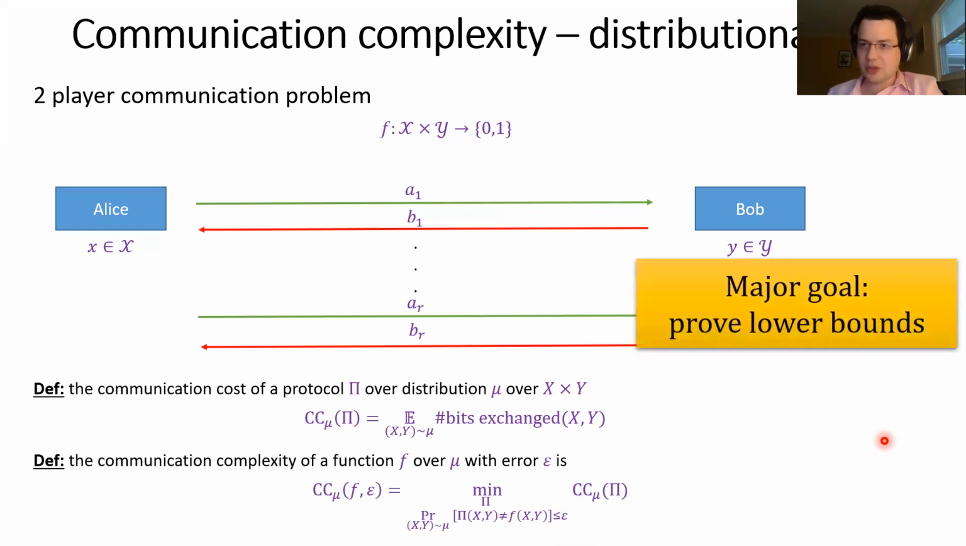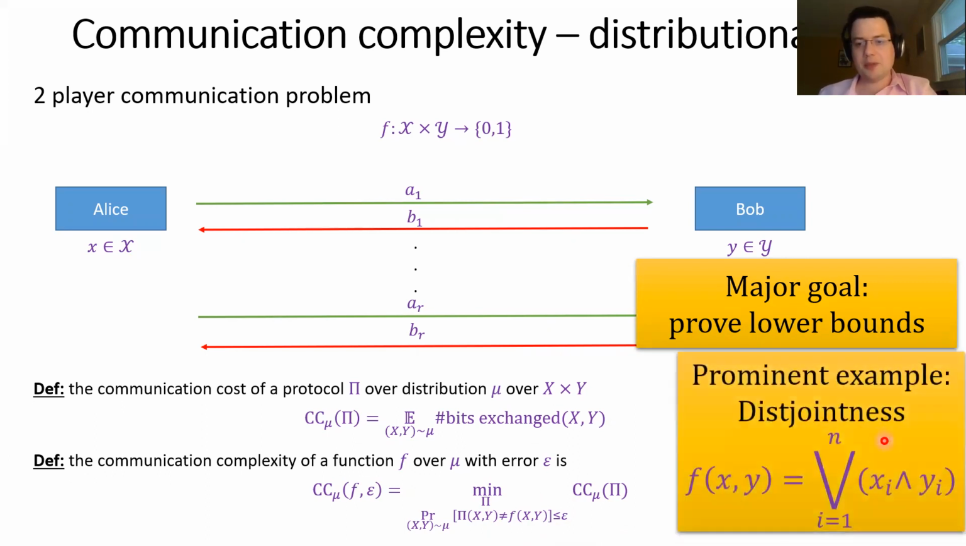A major goal is to prove lower bounds against communication complexity. In many models, a large fraction of unconditional lower bounds stem from lower bounds on communication complexity, or at least from techniques for proving such lower bounds. A prominent example in this context is the function set disjointness and the related function set intersection.